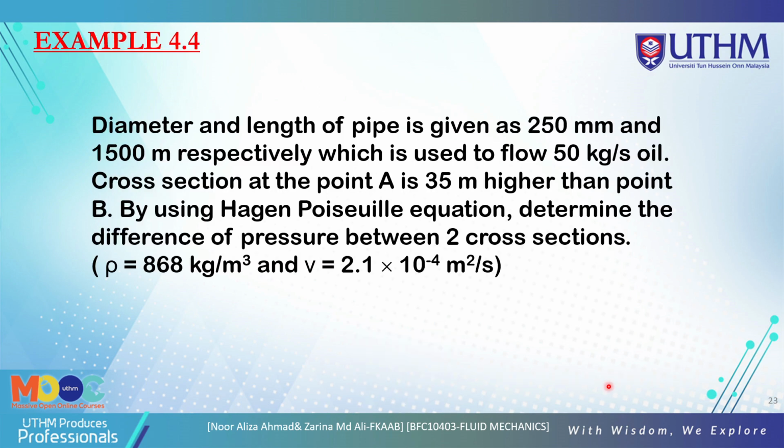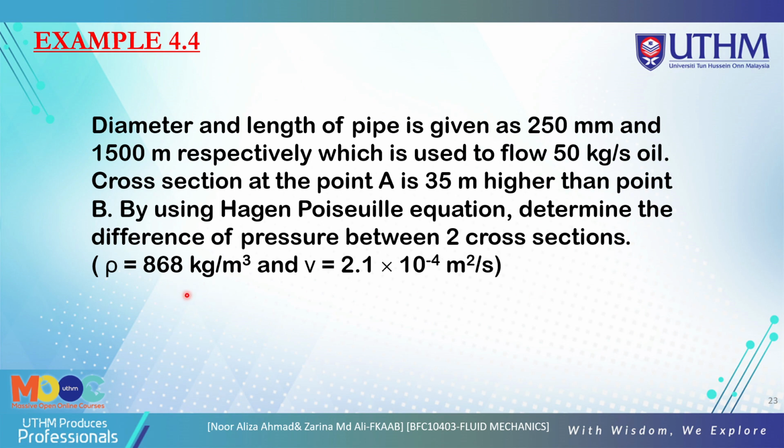Now we look at an example. The diameter and length of the pipe are given as 250 mm and 150 meter respectively, which is used to flow 50 kg per second. The cross section at point A is 35 meter higher than point B. By using the Hagen-Poiseuille equation, determine the difference of pressure between the two cross sections. Based on this cross section here, you get the value.